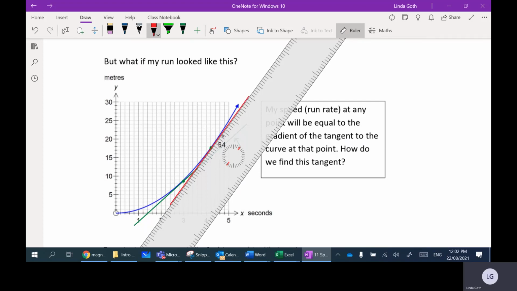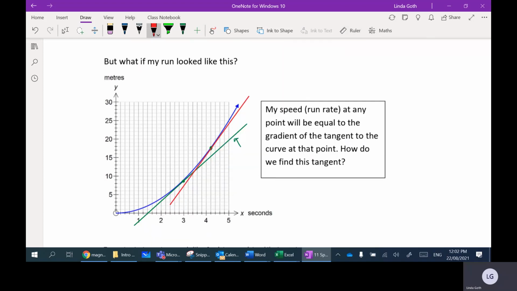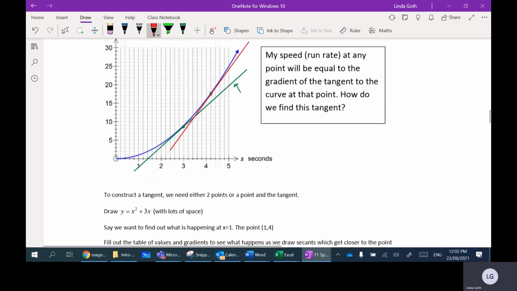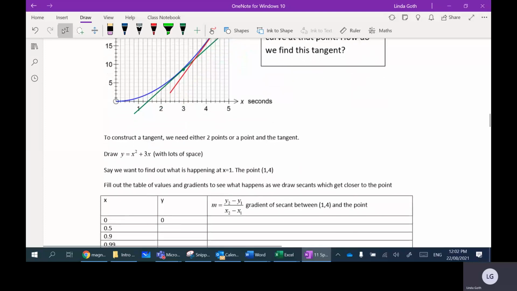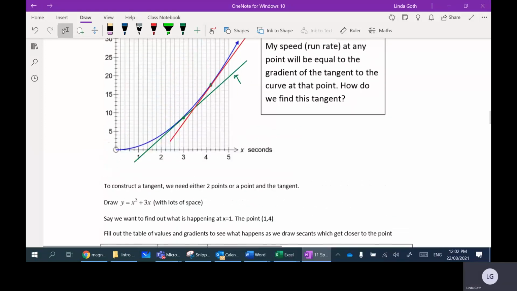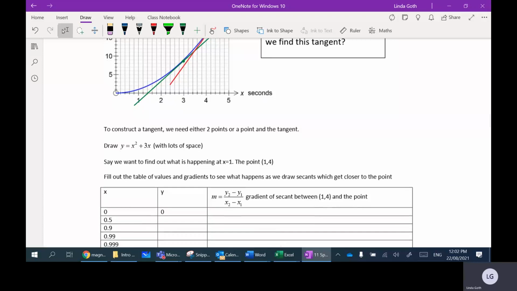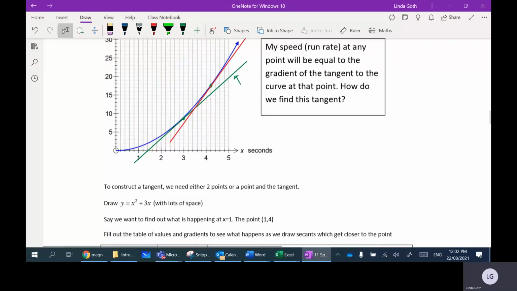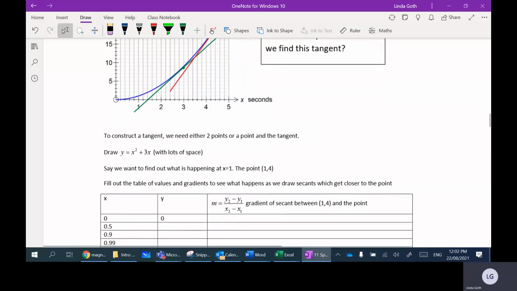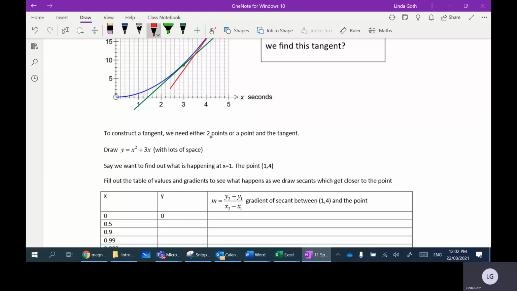So our problem now becomes, how do we find this tangent? Let's go and investigate that. To construct a tangent, because I've just done it roughly using my ruler there, but normally if we want a straight line, we want to find the equation of these straight lines, we're going to need 2 points, or we need to know the point and the gradient of the tangent. Now, we don't know those things yet.